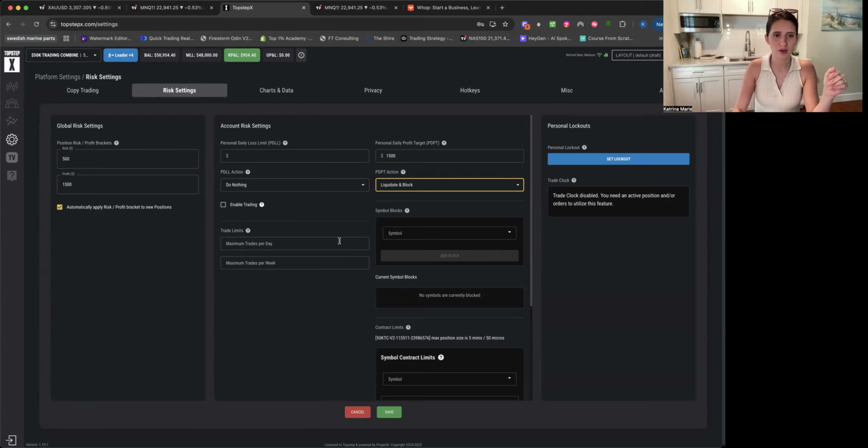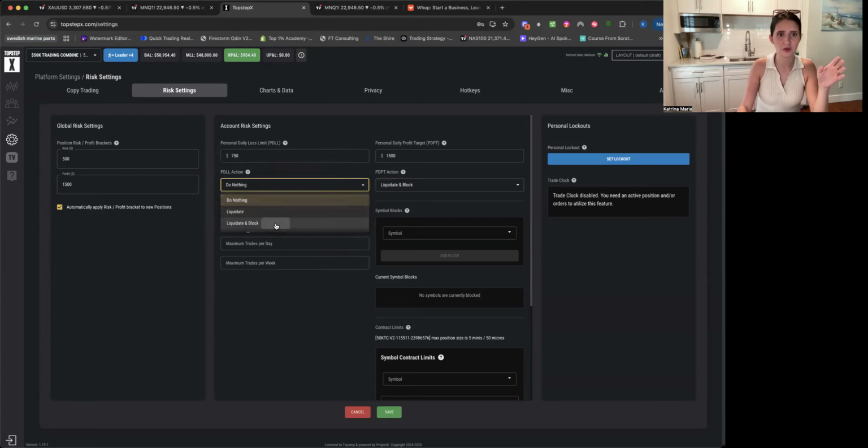Now, you can set maximum trades per day, maximum trades per week, and a daily loss limit. We're going to put this in there. You do 750, liquidate and block. You are done for the day if you lose 750. You're not going to overtrade. We're not blowing these accounts. You're done. So save.